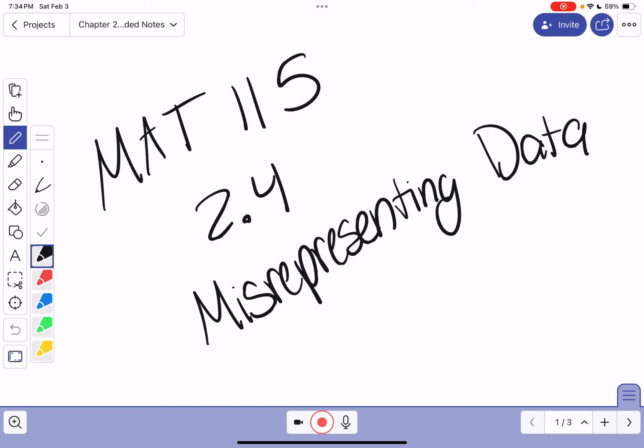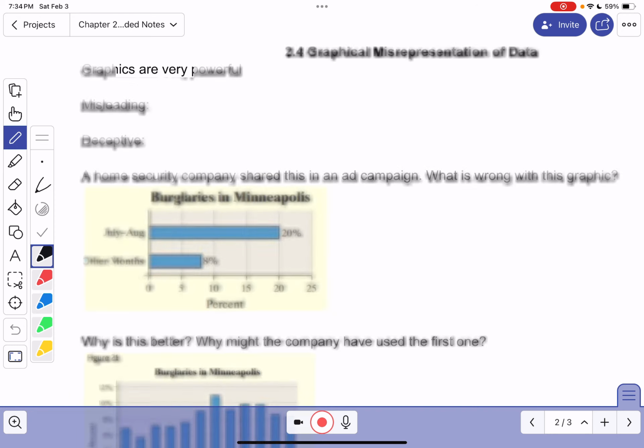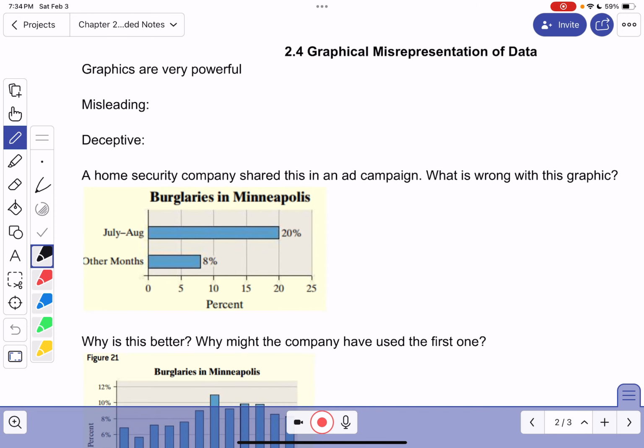Okay, this is going to represent section 2.4 for stats, misrepresenting data. So graphics are really powerful. People tend to look at pictures more than they look at texts, especially if it's on TV. So it's powerful what people see.